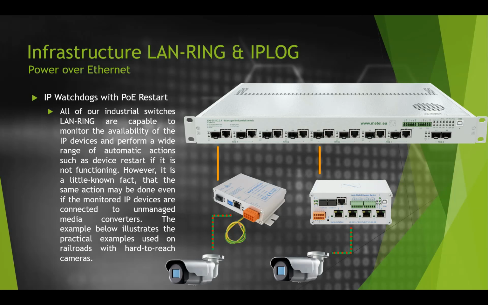Just configure the media converter so that it monitors the presence of an optical signal. In the LANring switch, you can configure the IP watchdog monitoring the IP camera connected to the media converter. If the camera does not respond to ARP queries, the switch automatically disables the optical port. The media converter detects its shutdown and then turns off PoE on the Fast Ethernet port. Within a few seconds, the switch turns on the optical port and the media converter then enables the PoE power supply. This was an example of how to automatically restart a broken camera. IP watchdogs can also be used for cameras powered by 24 volts.